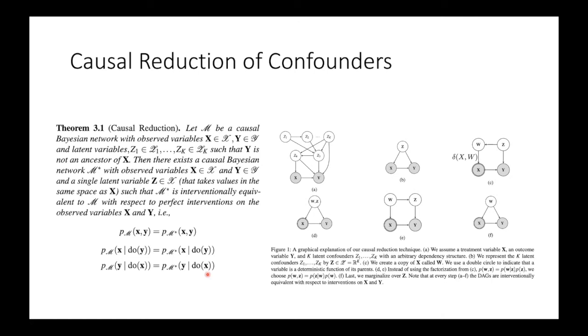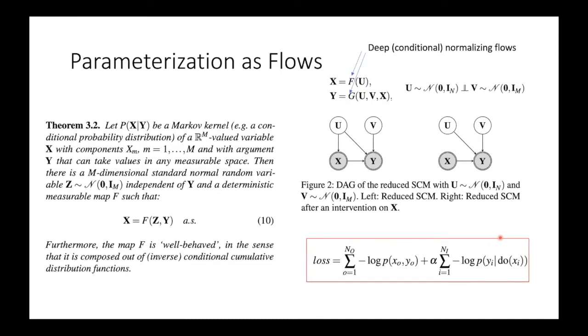That to me was somewhat of a surprise, that you can do this. In some sense, you can assume very, very general stuff happening in terms of confounders, but you can reduce it to a model that's equivalent, at least interventionally equivalent, that is much simpler, and in which we can actually learn. Okay, there's one more theorem that we have to go through, but this one is almost trivial.